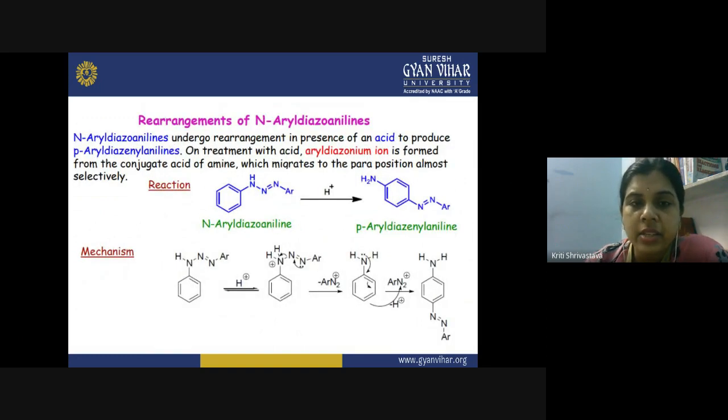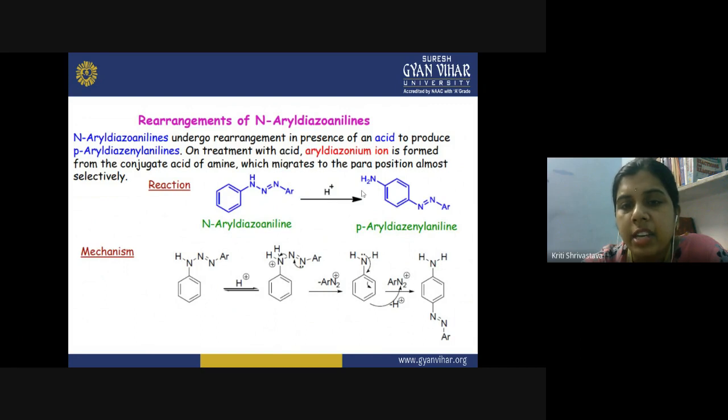Another reaction is known as the rearrangement of N-aryl diazoanilines. So this is N-aryl, where one of the nitrogens contains an aryl group, and diazoaniline: this is aniline containing a diazo group. N-aryl diazoanilines undergo rearrangement in the presence of acid to produce para-aryl diazenyl aniline.